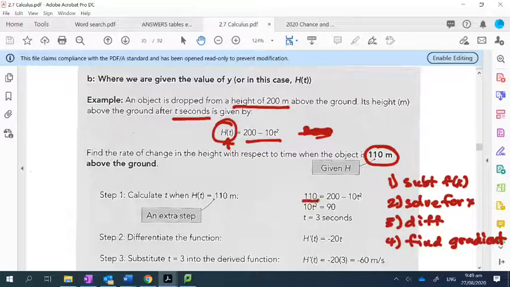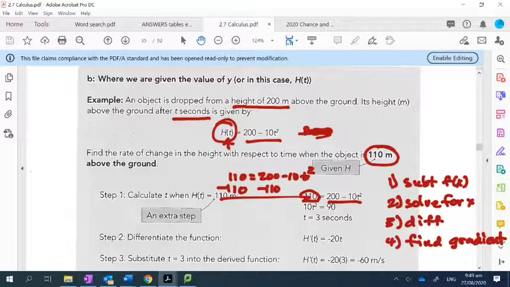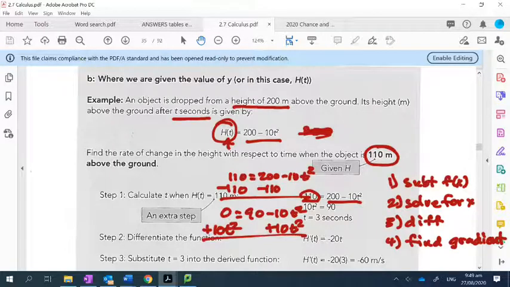They plugged in the 110. The function stayed the same. They got their numbers on one side. So it was 110 equals 200 minus 10t squared. They moved the 110 over by subtracting it from both sides. That gives you 0 equals 90 minus 10t squared. Then they moved the 10t squared away from the 90. The reason they did that was because by moving it as a negative, you move it by adding. And so that turned it into a positive.